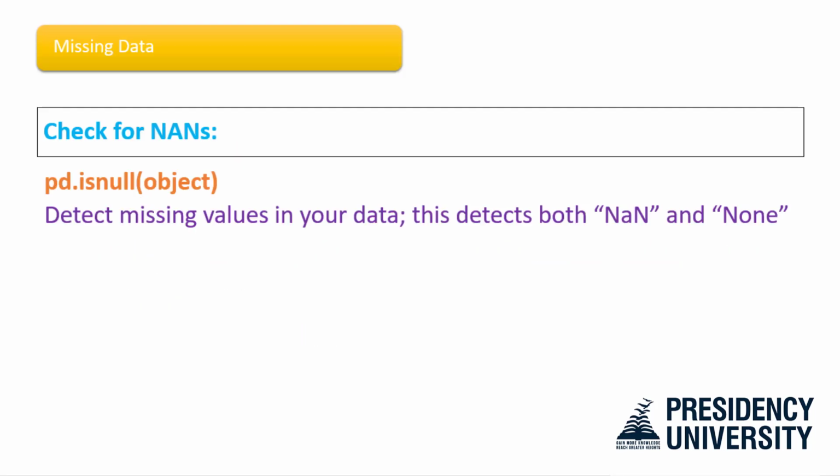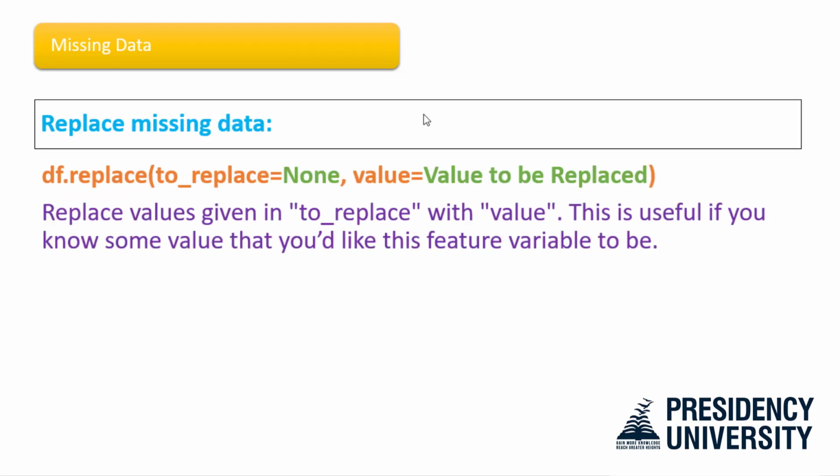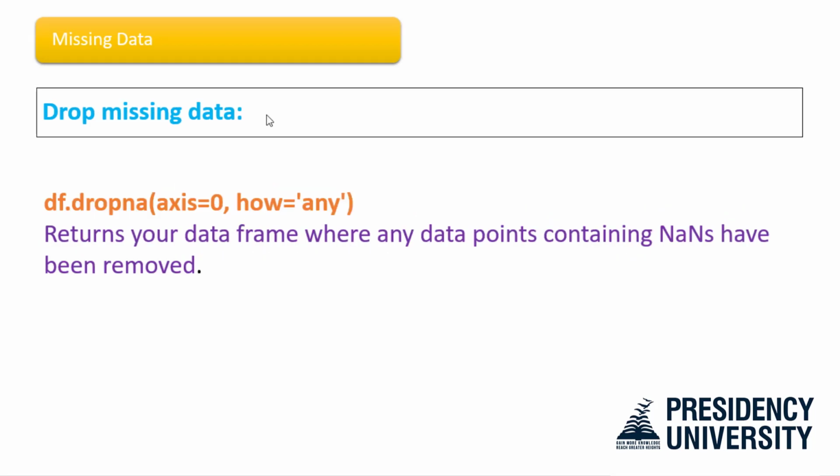The first step is to check for NaNs, not a number. For this, we use the Pandas library and the method isnull, which detects both NaN and None. In order to replace missing data, we use the df.replace method. It has 2 parameters: the first is the null value and the second is the value that will replace the null value. In order to drop the missing data, we use the method df.dropna, setting the axis and the parameter how to any. This returns your data frame with any data points containing NaNs removed.